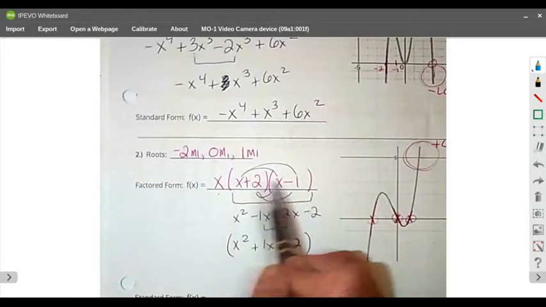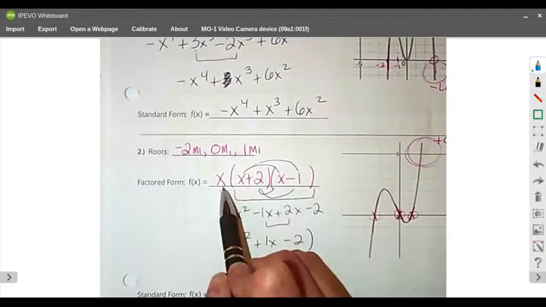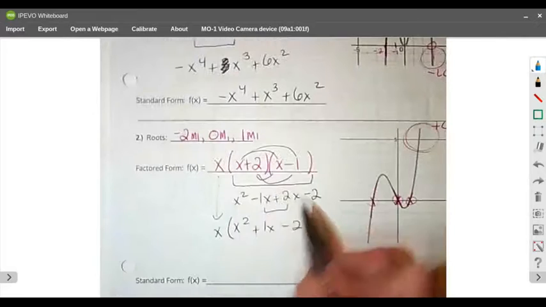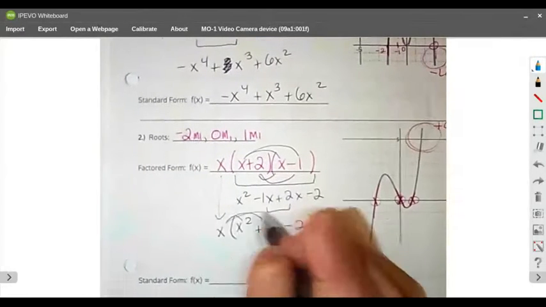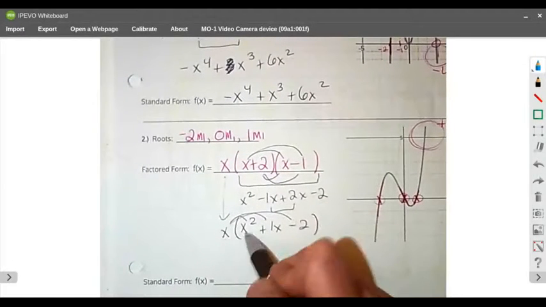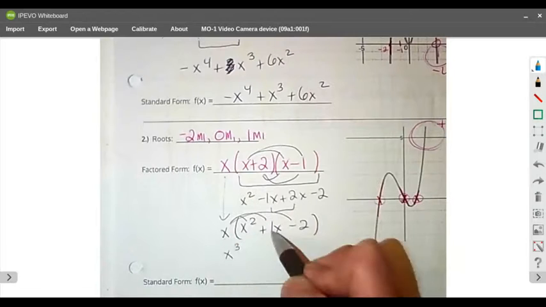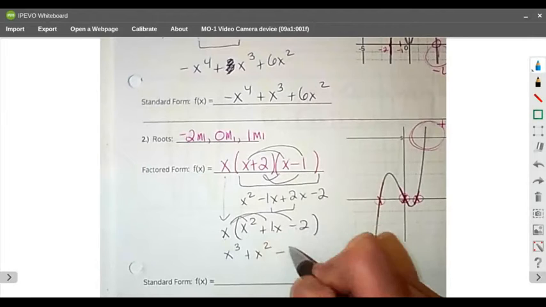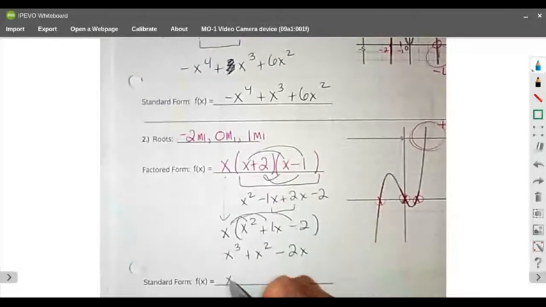So that was these two multiplied together. Now I can't forget we have this x down in the front. So now I'm going to take this x and distribute it. x times x squared is x to the third. x times 1x is x squared. x times negative 2 is negative 2x. So that would be my final standard form.